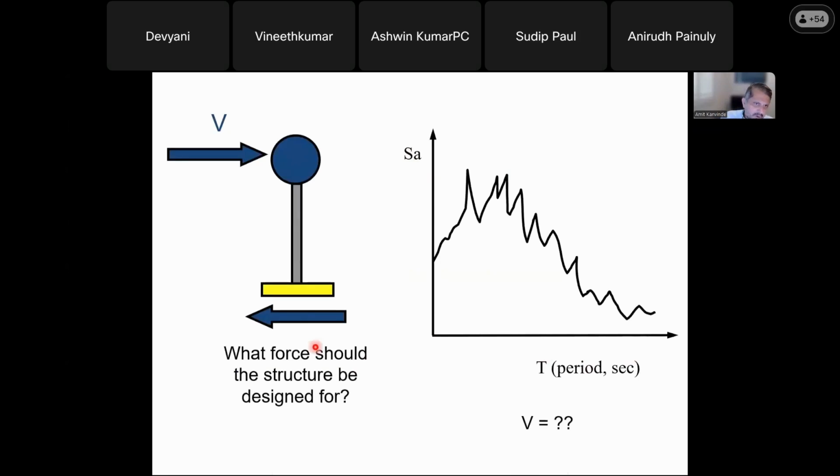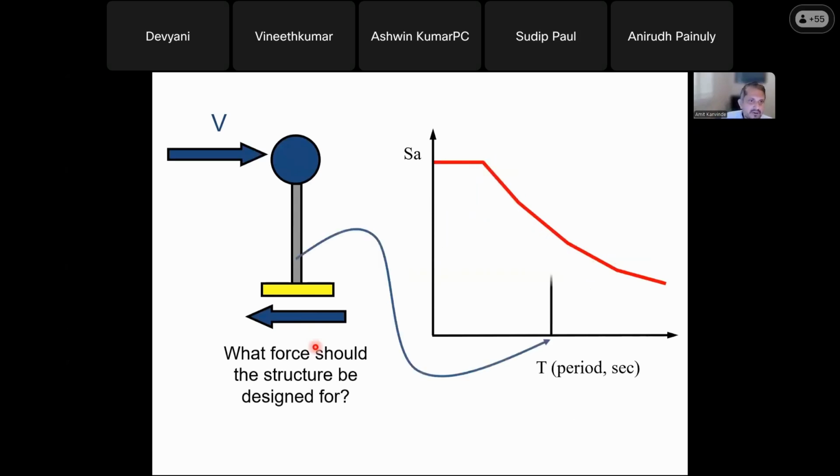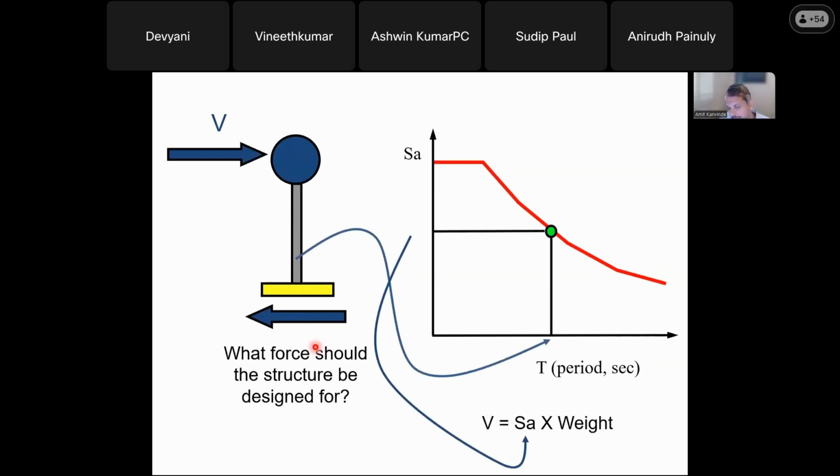Let's say you do this for a bunch of different earthquakes and you come up with some sort of a design response spectrum. One could say, well, if I know the time period of the structure, I can calculate the S sub A for that structure, which is spectral acceleration, and then essentially multiply that S sub A times the weight of the structure. So that's a fairly simplistic way of looking at it. And if you design a structure this way, things are great, your structure will very likely survive the earthquake.